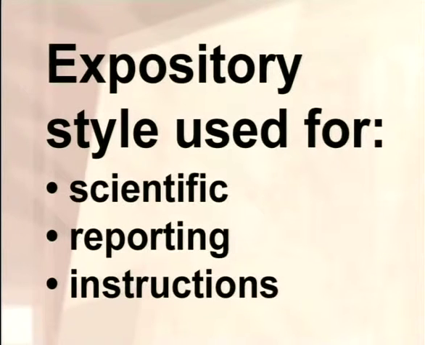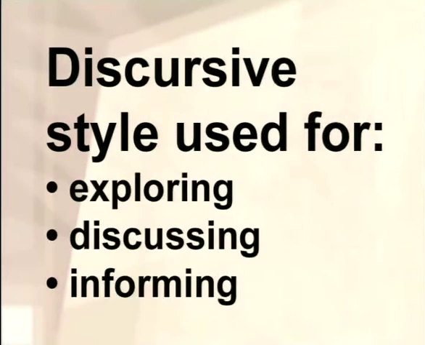Let's try now, just to recap for a moment, what we've learned in this lesson. We've looked at expository writing, that writing which is factual and organized and ordered. And then we looked quickly at discursive writing. More information is given us, more opinion is given us, and certainly more reasons are given us. We also learned that an expository style is used for scientific writing, for reporting, and for when you want to give instructions. You would use a discursive style, on the other hand, when you're exploring a topic for discussions and for general information.